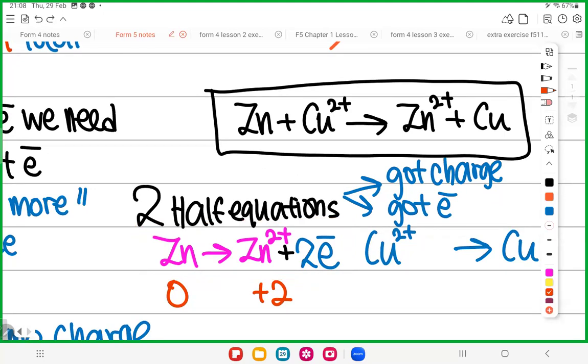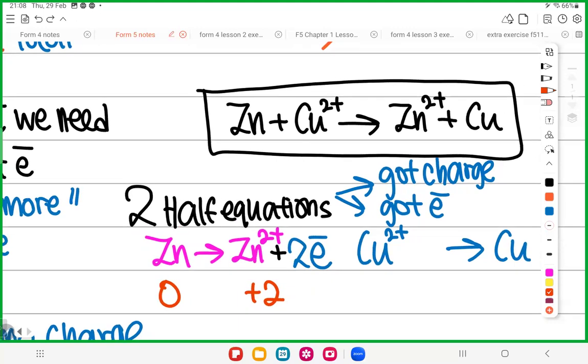Because why, guys? Imagine, some people say, hey, sir, lazy lah, I memorize. Can. You memorize the half equation for zinc. But what if in SPM, they ask you the half equation for aluminium? You cannot do. What if they ask you the half equation for chlorine? You cannot do. You got it? So don't memorize the half equation. I want you to learn step by step how to get it.